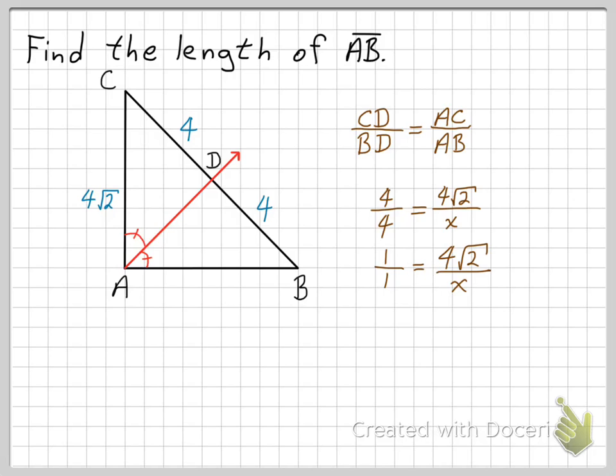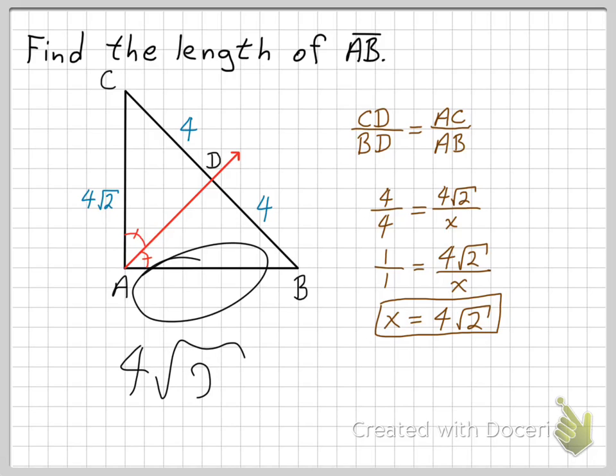But I think we can do a little shortcut, right? If we have the ratio 1 over 1, that's basically saying same over same. And so I think it stands to reason that that can only be true if x is 4 root 2. So I think we can just bypass the cross multiplying and simply state that x is equal to 4 root 2. So this value then is equal to 4 root 2.